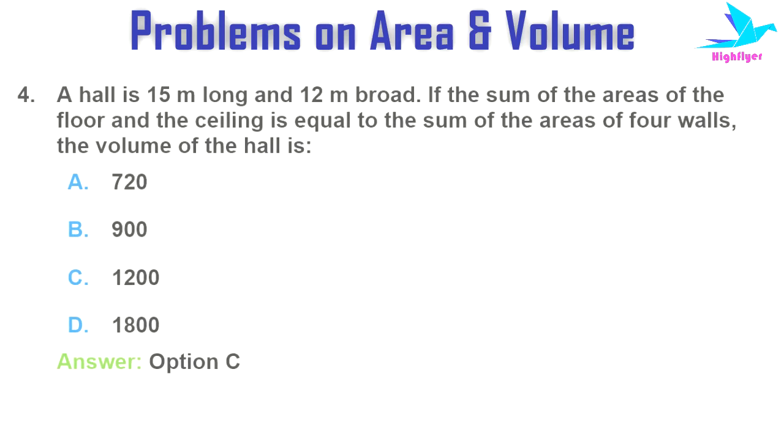Next question. A hall is 15 meter long and 12 meter broad. If the sum of the areas of the floor and the ceiling is equal to the sum of the areas of 4 walls, the volume of the hall is. Options are 720, 900, 1200 or 1800. The right option is option C, 1200.